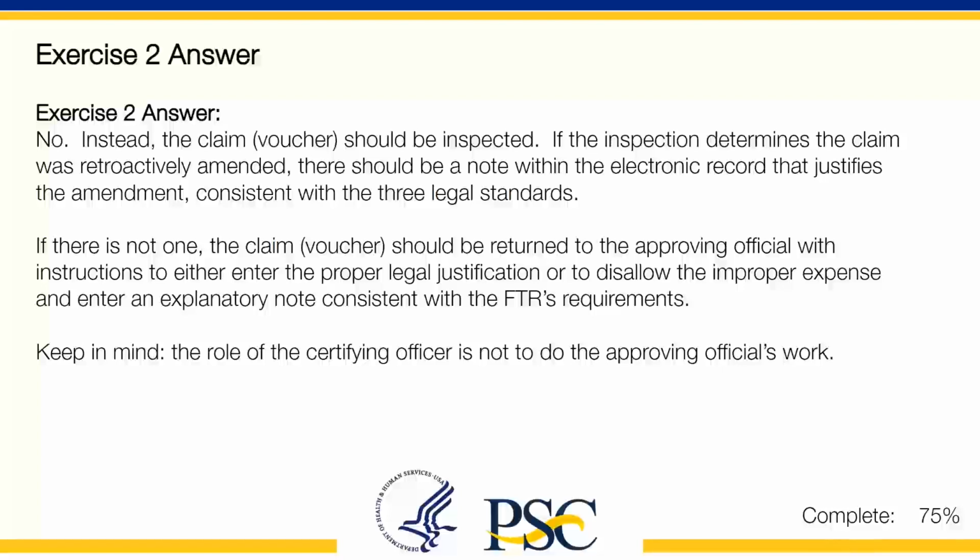If the inspection determines the claim was retroactively amended, there should be a note within the electronic record that justifies the amendment, consistent with the 3 legal standards. If there is not one, the claim, voucher, should be returned to the approving official with instructions to either enter the proper legal justification or to disallow the improper expense and enter an explanatory note consistent with the FTR's requirements. Keep in mind, the role of the certifying officer is not to do the approving official's work.